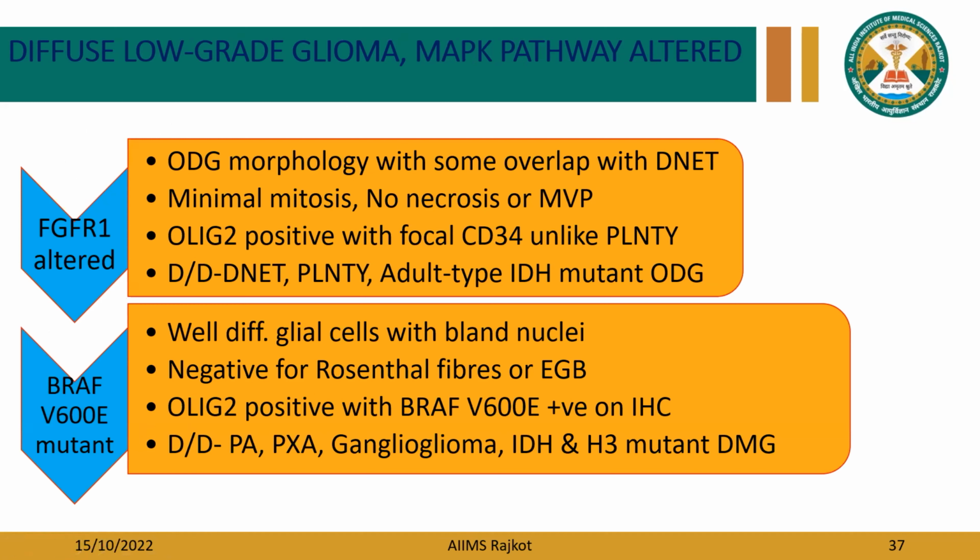The FGFR1 altered entity shows ODG-like morphology with some overlap with dysembryoplastic neuroepithelial tumor. This entity shows minimal necrosis and MVP. OLIG2 is positive with only focal CD34 positivity, whereas PLNTY shows strong diffuse CD34 positivity. So differential diagnoses are DNET, which shows typical morphology, PLNTY, which shows strong CD34 positivity, and adult-type oligodendroglioma, which is usually IDH mutant.